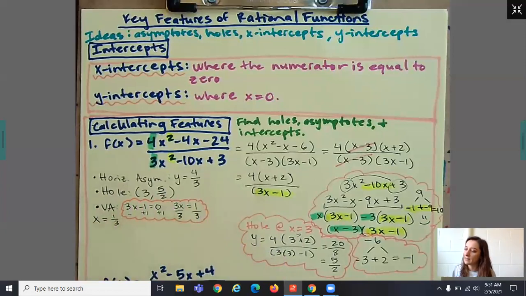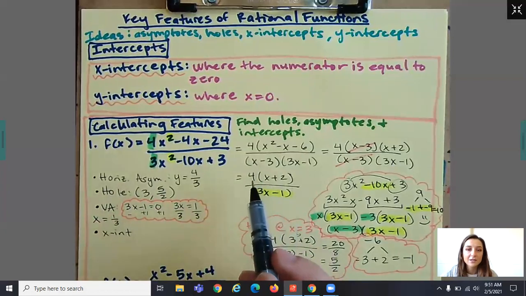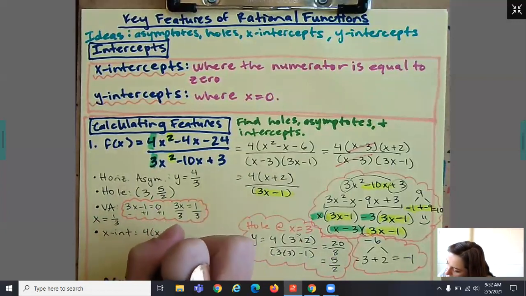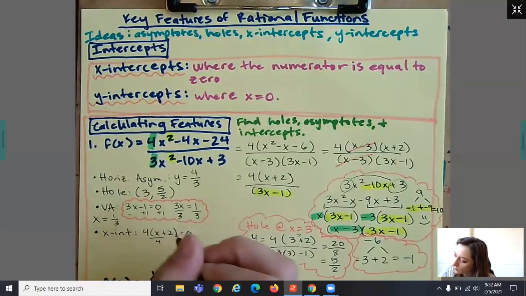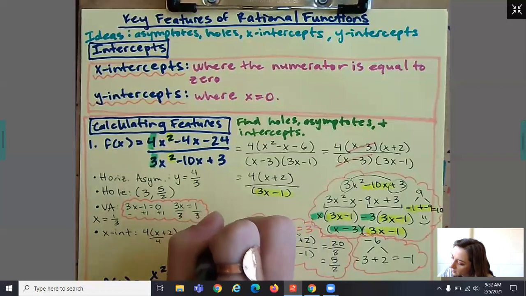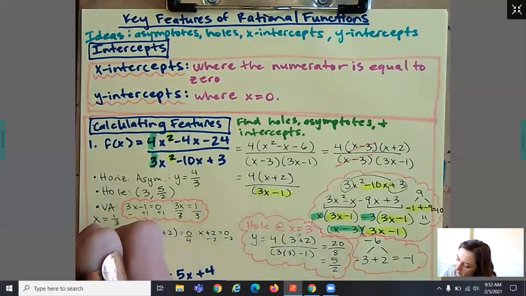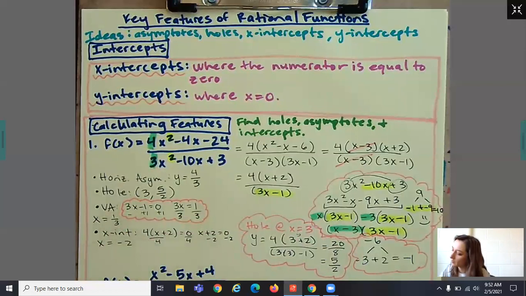Okay, now we're going to find the x-intercepts and the y-intercepts. So let's start with the x-intercepts. That is where the numerator is equal to 0. And I can actually do that in the simplified form. So let's just set 4 times x plus 2 equal to 0. We can divide by 4 on both sides first. We're going to get x plus 2 equals 0. And then subtracting 2 from both sides, we're going to get x equals negative 2. And our little work bubble.